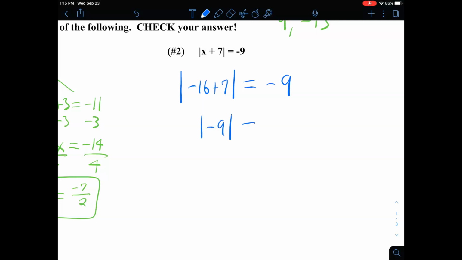Absolute value of negative 9. But look, what's the absolute value of negative 9? That is positive 9. Does positive 9 equal negative 9? No, it does not. So that is an issue, okay? So for this one, whenever you have an absolute value equation or inequality, which we're going to talk about, like greater than or less than or greater than or equal to, you cannot have a negative number out here, okay?